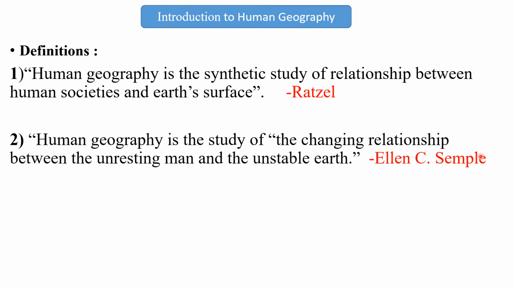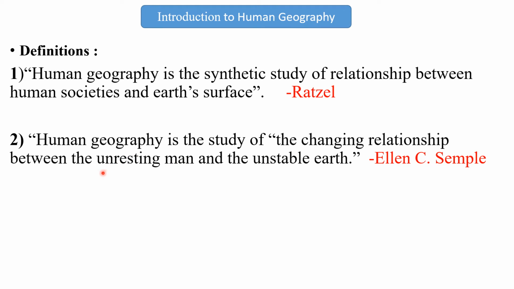The second definition is given by Ellen Semple. According to Semple, human geography is a study of the changing relationship between the unresting man and the unstable earth. A very interesting idea has been put forward by Semple: the changing relationship between the unresting man and the unstable earth.